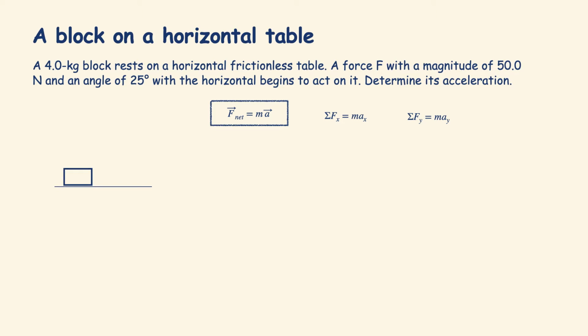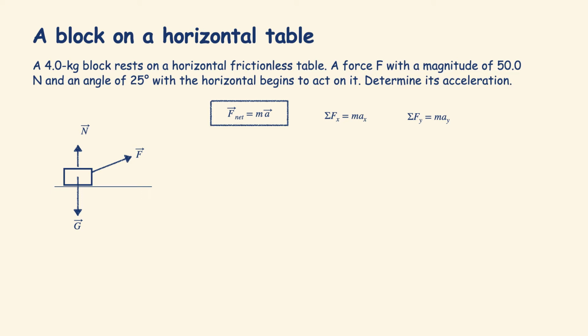Here's the block sitting on a horizontal table, and I will draw the first vector for gravity pointing down, always towards the center of the earth. Then I have to draw a second vector to account for the normal force. Remember, the normal force accounts for the interaction between the block and the table. And then I will have a vector for the force F pointing up and to the right at an angle of 25 degrees with the horizontal.